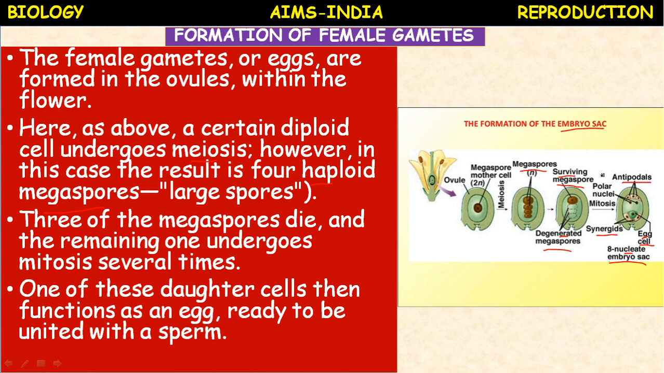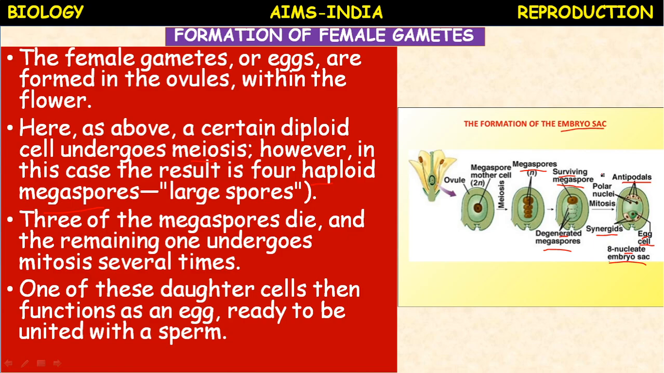So that surviving megaspore will undergo mitosis and produce an 8-nucleated cell, that is called an embryo sac. A mature embryo sac consists of 3 antipodals, 1 egg cell, 2 synergids and 1 secondary nucleus or polar nuclei. Okay.